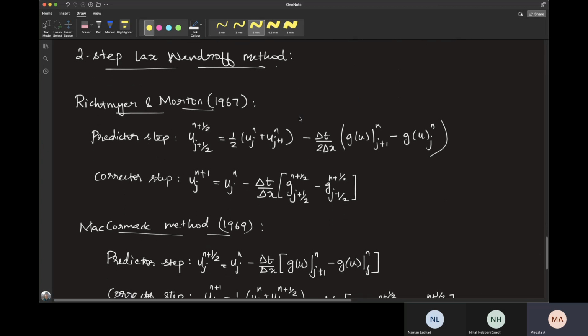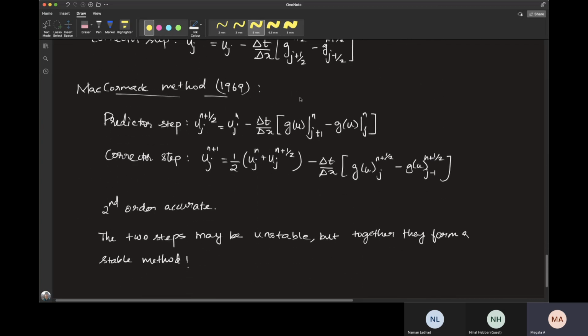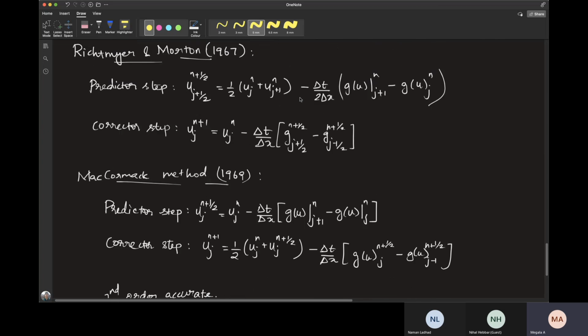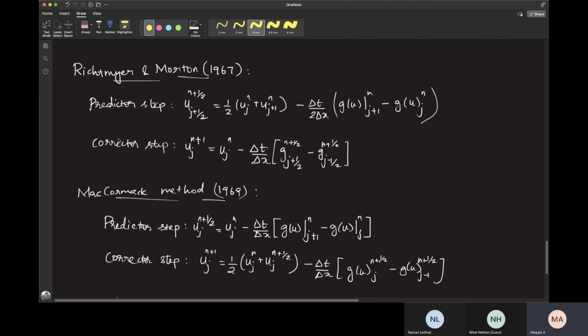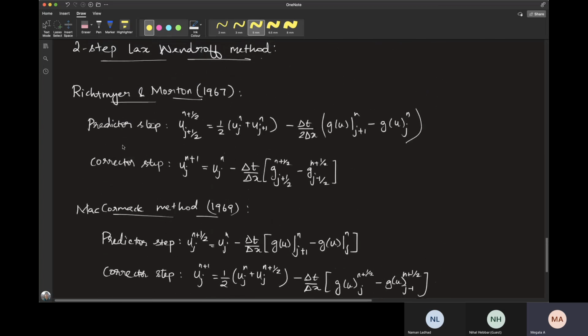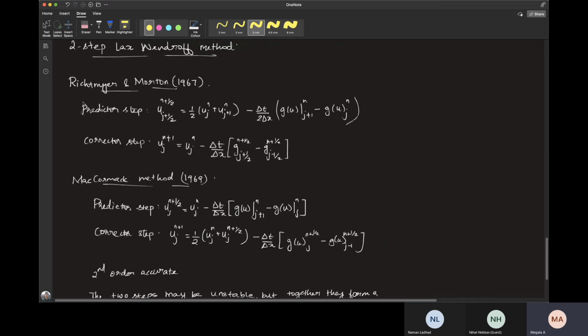Now that we have seen Lax-Friedrichs' method, let's move on to the Lax-Wendroff method. It's a two-step scheme. It's better than Lax-Friedrichs'. It's second order accurate. People have given different interpretations of the Lax-Wendroff method. Richtmyer and Morton have given this predictor corrector step, and MacCormack has given this predictor corrector step.